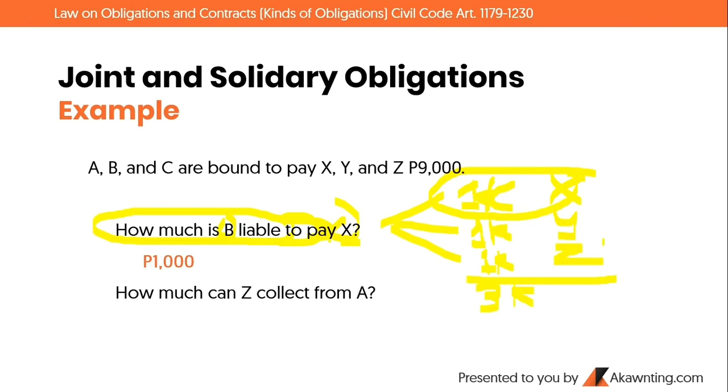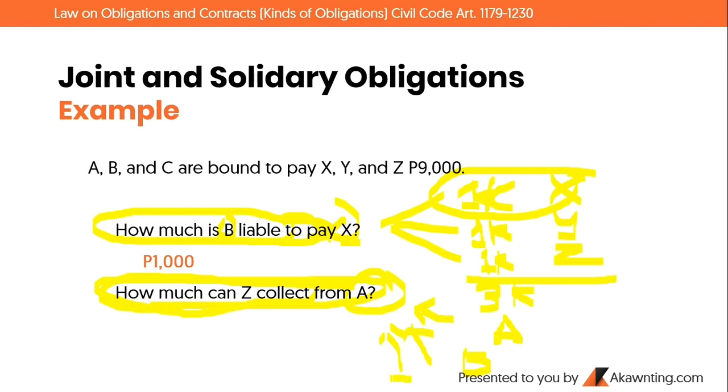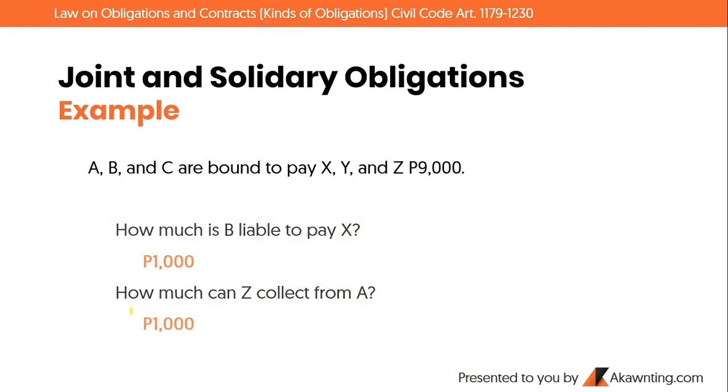So, next question. How much can Z collect from A? Nabaliktad lang yung question actually. Kanina, liable to pay. This time, collect. Okay? Kung maalala natin, kapag ang tanong lang is how much can Z collect? The answer is up to the extent ng kanyang share, which is 3,000. Pero, this time ulit, nag-specify tayo ng isang debtor. Si Z, pwede siyang makakolekta from A, kasi utang ng debtors natin from A, B, and C ay 1,000 each. Okay? Totaling 3,000. So, tama. Meaning, ang sagot ay 1,000. Okay? Next.